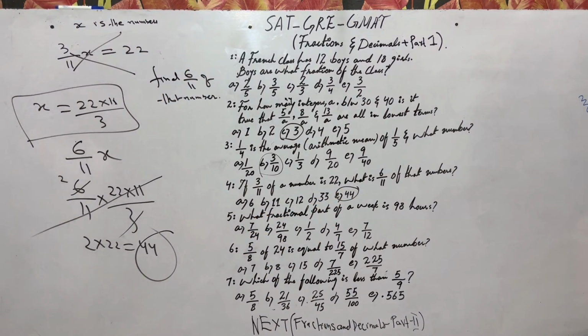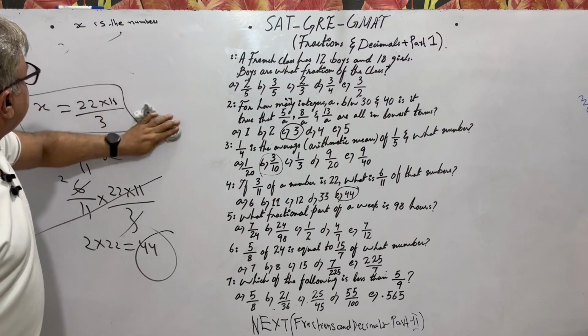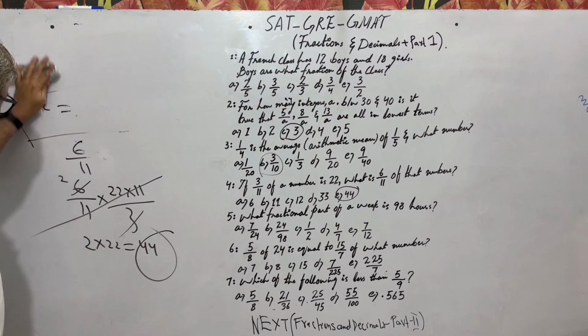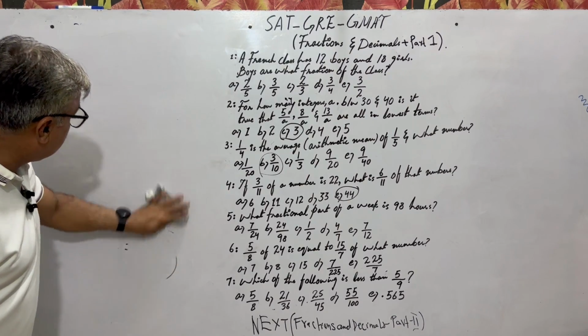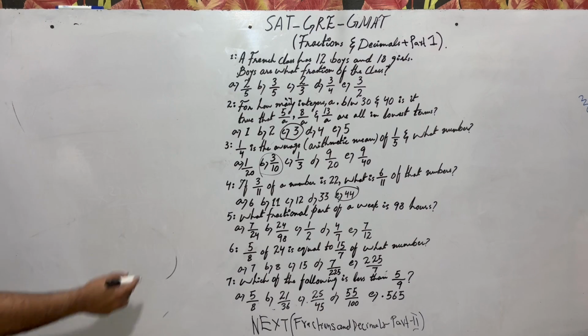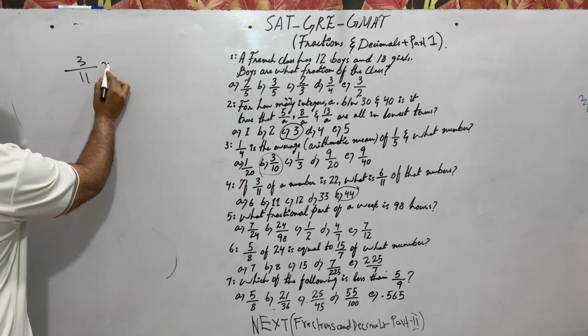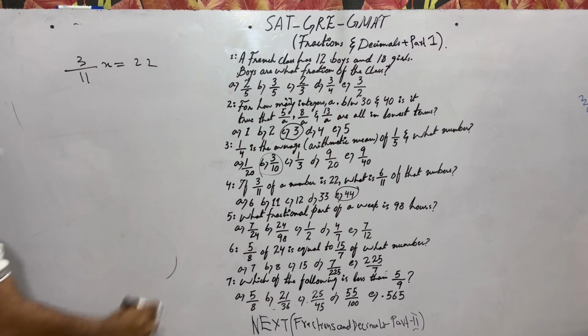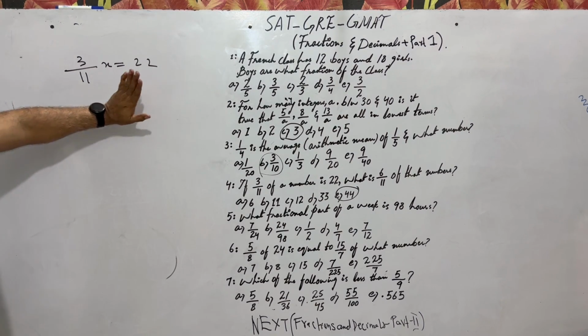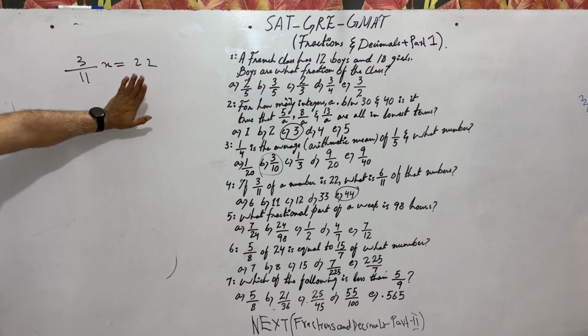Or one can solve this within a single line if somebody has acumen or rationale of doing something direct, or having a good grasp over word problems or fractions. Really very easy. How to negotiate this? 3 upon 11 of a number is 22.